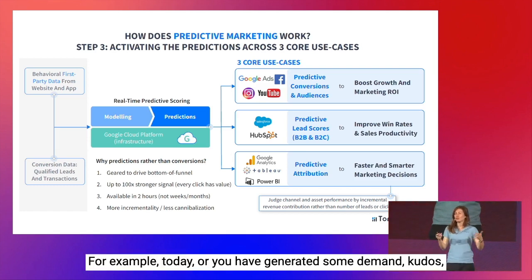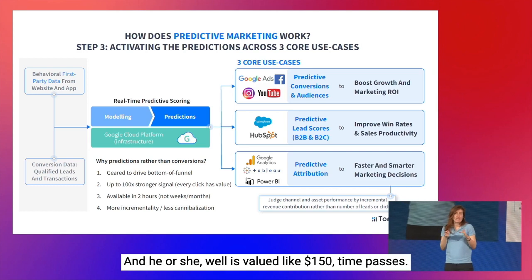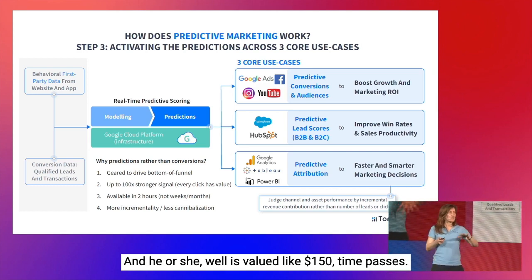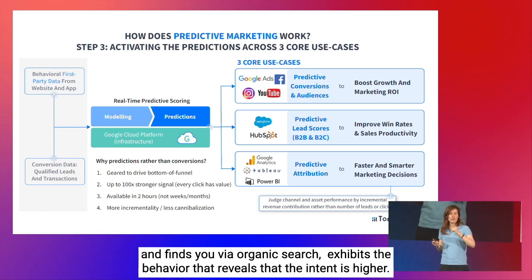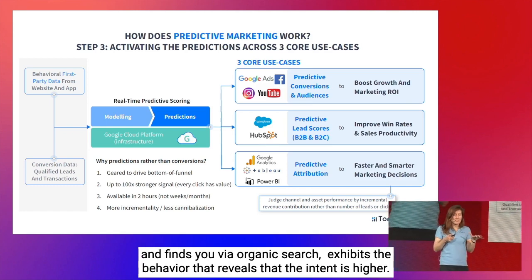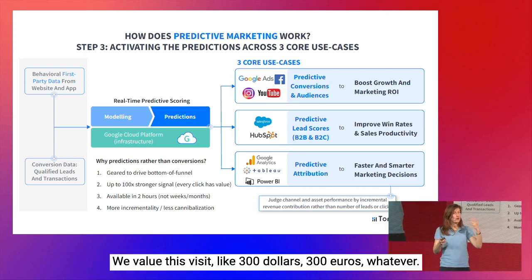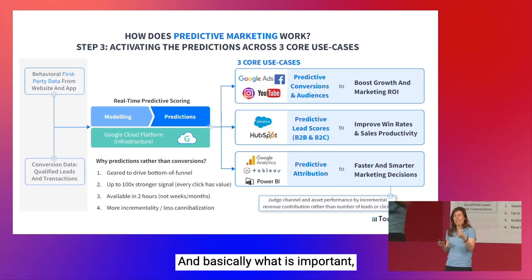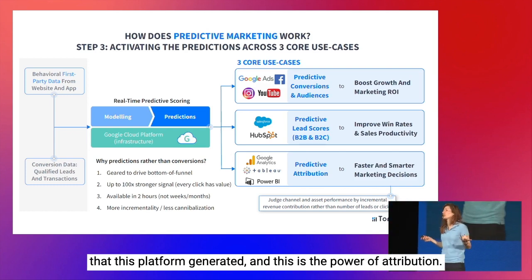For example, today, you have generated some demand, kudos, and your user comes from, let's say, Facebook, and he or she is valued like $150. Time passes, and the user searches for your company and finds you via organic search, and exhibits behavior that reveals that the intent is higher. She or he did some research and is more interested in your company. Awesome. We value this visit like $300, 300 euros, whatever. And what is important, we can fire to each ad platform the incremental value that this platform generated. And this is the power of attribution.